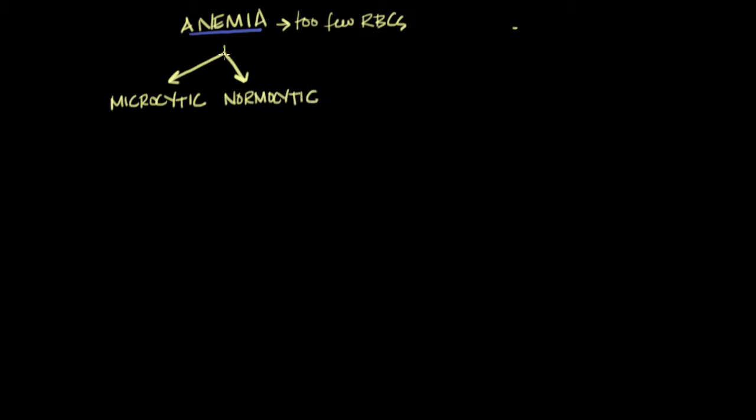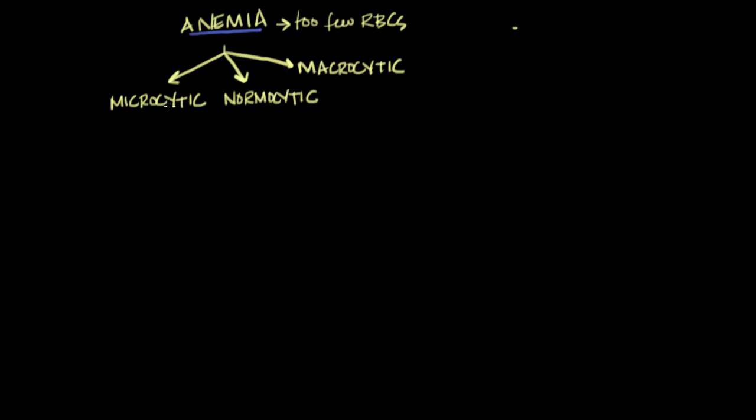So just to catch everybody up to speed, anemia refers to when you have too few red blood cells in the body. And like I said, there are 3 large groups of anemias. The first group is called microcytic anemias. The second group is called normocytic anemias. And the third, the final group, is called macrocytic anemias. And these 3 groups are split up according to the size of the red blood cell.